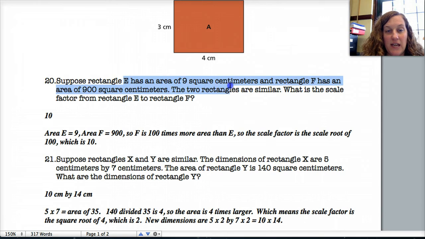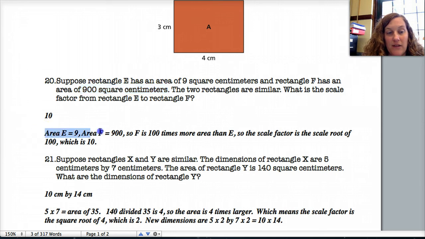Suppose rectangle E has an area of 9 square centimeters, and rectangle F has an area of 900 square centimeters. The two rectangles are similar. What is the scale factor from rectangle E to rectangle F? Now, a couple ways again you could do this one. You could say that if your area is 9 square centimeters and your new one is 900 square centimeters, that means it's 100 times bigger. And if your area is 100 times bigger, then your scale factor is the square root of that 100 times bigger, or 10.